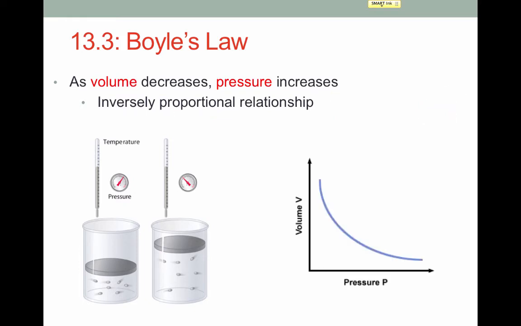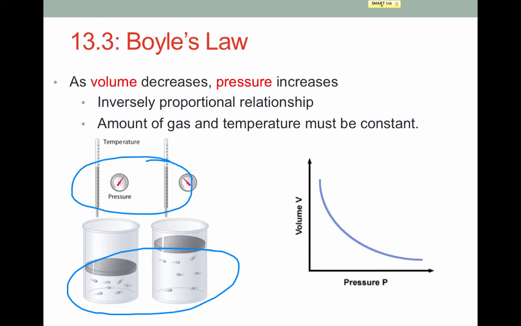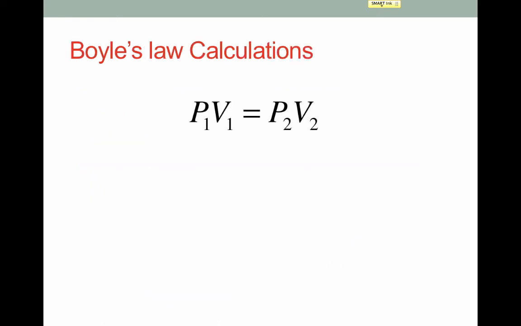Notice the graph here is a little different. It's not linear. We'll talk about that more in class, but do notice that as volume decreases, pressure increases. In this case, amount of gas, as indicated by the number of particles, and temperature are both held constant. Boyle's law looks like this mathematically. Initial pressure times initial volume equals new pressure times new volume.